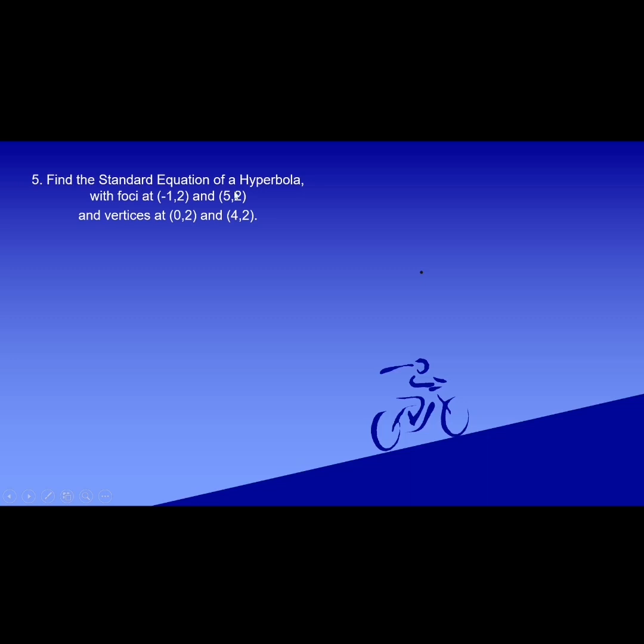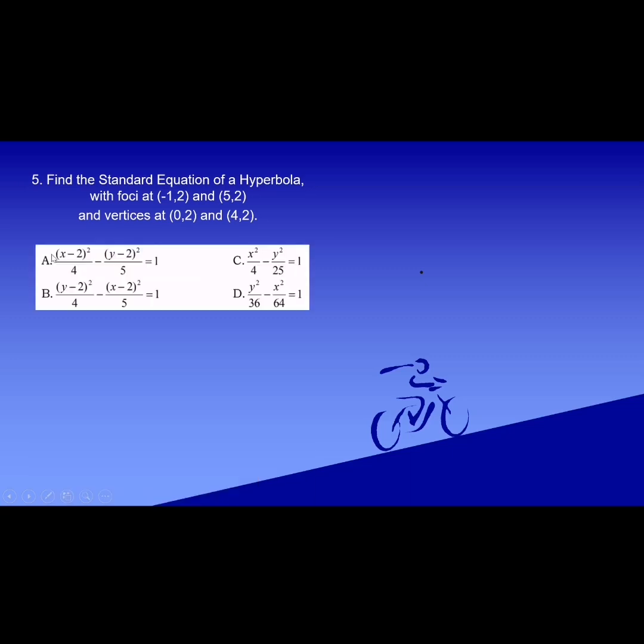Find the standard equation of a hyperbola with foci at (-1, 2) and (5, 2) and vertices at (0, 2) and (4, 2). So ito yung mga choices natin. A, yan, B, yan, C, and D.